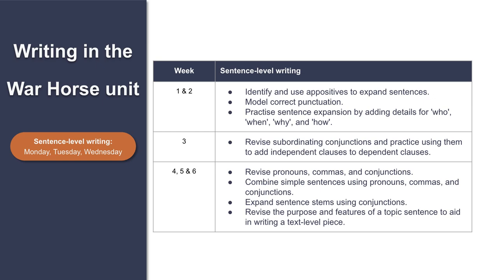In weeks 4, 5, and 6, we revise pronouns, commas, and conjunctions and use these to combine simple sentences. They also use conjunctions to expand sentence stems. Students also revise the purpose and features of a topic sentence to help them write their sentence-level piece.